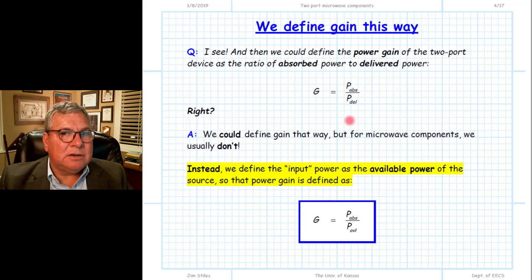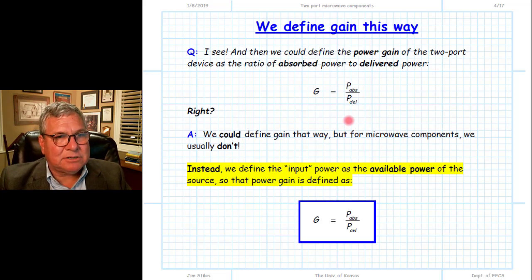And for components or devices that are not microwave components, devices that are not immersed in a matched system, this is typically how we define the gain of those two-port devices. But the two-port devices we're talking about here are two-port devices immersed in a matched system. The source connected to the input is not an ordinary source, it is a matched source. And the source connected to the output is not an ordinary load, it is a matched load.